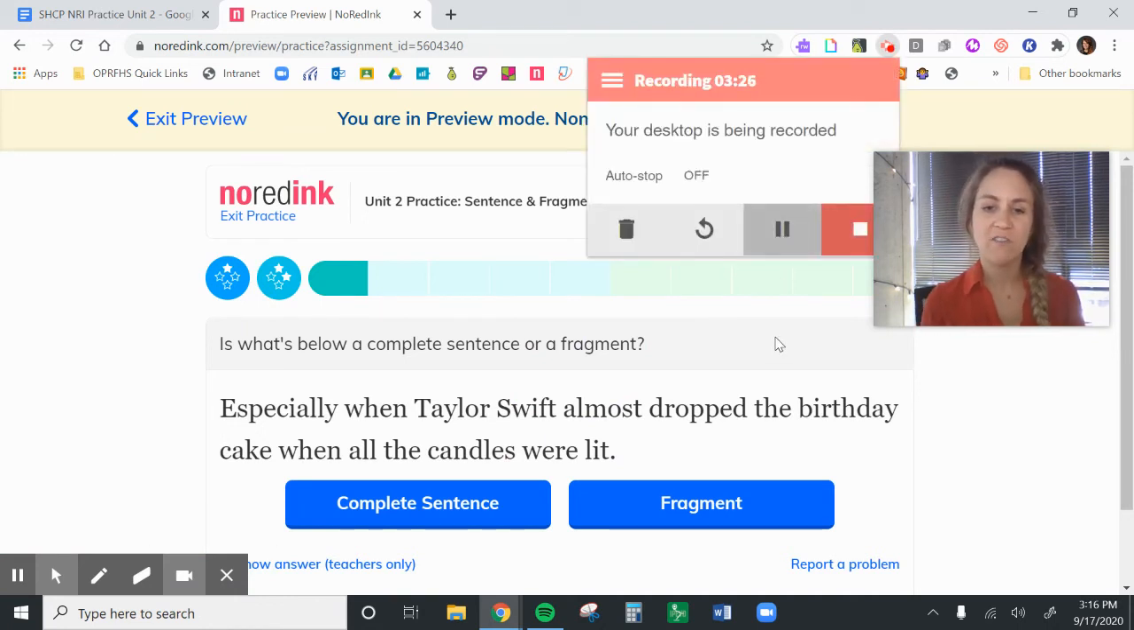Especially when Taylor Swift almost dropped the birthday cake when all the candles were lit. So this one's kind of tricky, right? Because it seems like it might be a full sentence, but you kind of have to slow down and pay attention because even though it starts with the especially here, this is not a full thought, right? If it kept going, like especially when Taylor Swift almost dropped the birthday cake when all the candles were lit, comma, we had a crazy night, right? That might be a full sentence, but in this case, it's a fragment.